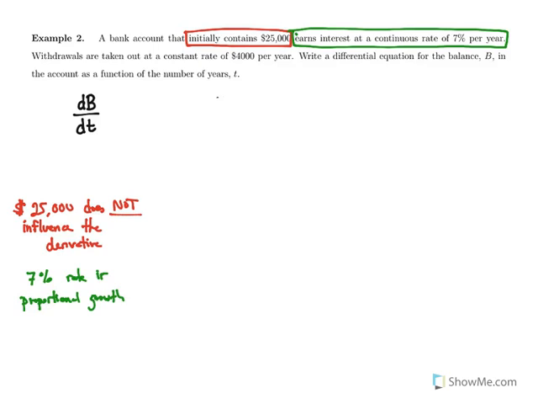And we know how to do that now. That's going to take the rate. We're going to write that always in decimal form. 0.07 times how much money is in the account, that's what matters, is how much money is in that account. So 0.07B.